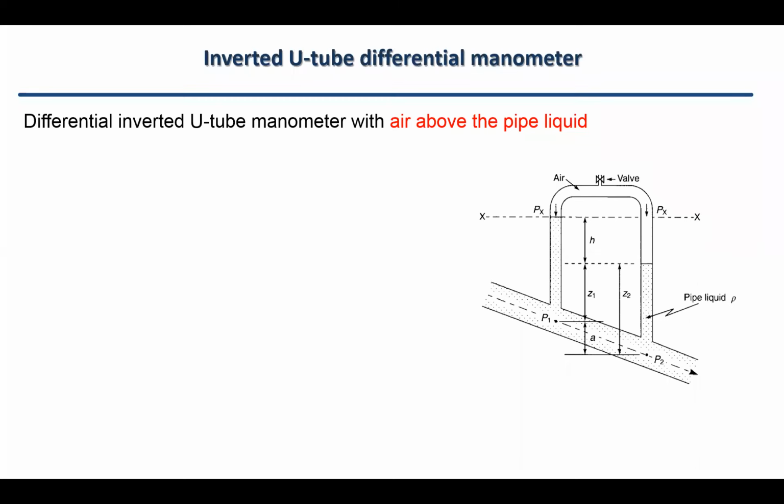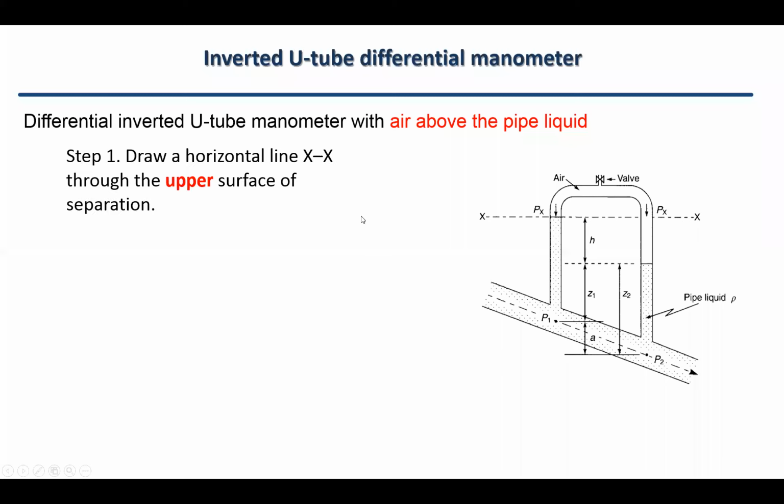The way that we calculate this is more or less the same as before. The only difference from the normal U-tube differential manometer is that when you draw a horizontal line, in this case you draw it through the upper surface of separation, not the lower surface. That is the only difference between the inverted U-tube and the normal U-tube differential manometer. Because we have two surfaces of separation, one here and one here, we draw the line through the upper surface of separation.